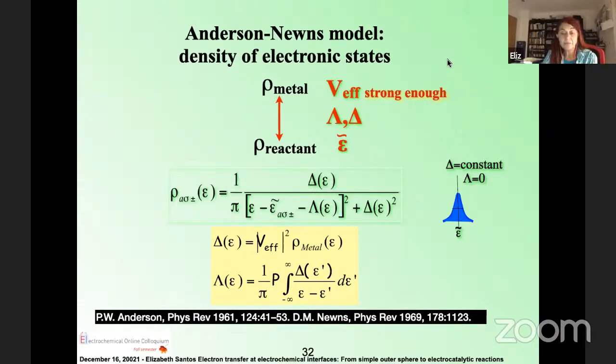A nice approximation is to use the Anderson-Newns model for the density of electronic states. This has this form, where here we have this chemisorption function delta and this sigma that are related between them through a mathematical relation. But in the case when the interaction doesn't depend much on the electronic energy, then it's constant, and then this has the form of a Lorentzian.